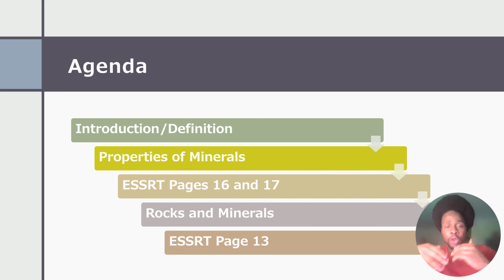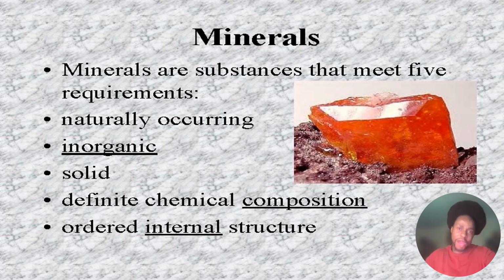But later on in the week, we're going to go further to our ESRT page number 16 and 17, where we're going to use the mineral flow chart to identify various minerals. And then late in the week, towards the end of the week, we're going to be looking at rocks and minerals and how they interconnect. If you recall, at the beginning when we started studying rocks, I did inform you that rocks are made up of minerals. So there's a connection between minerals and rocks. And finally, we would wrap everything up on ESRT page number 13. All right, so let's jump right in.